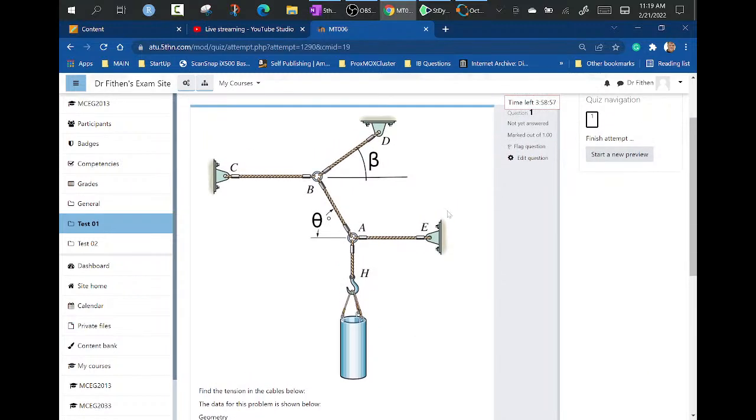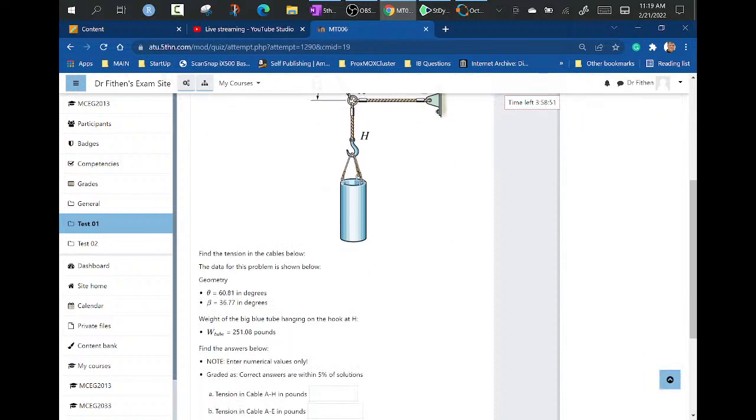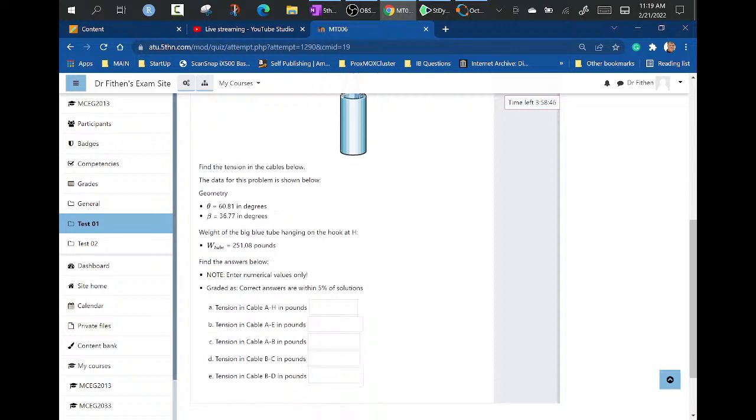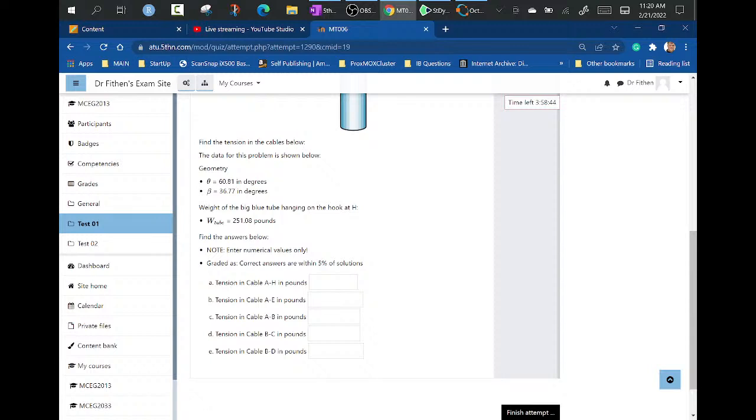Okay, sorry about that, but the degrees are kind of shifted there. You've got a beta and you've got a theta. You go down here and you see your two angles. And then you've got the weight of this tube. And then it's just asking, what's the tension in A, H, A, so all of them.